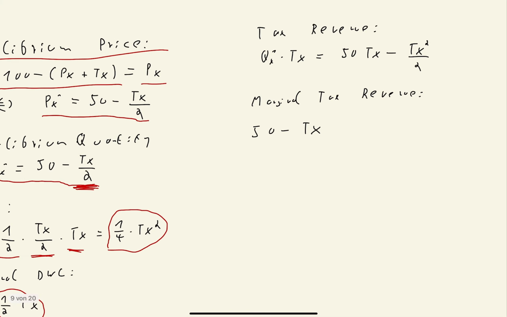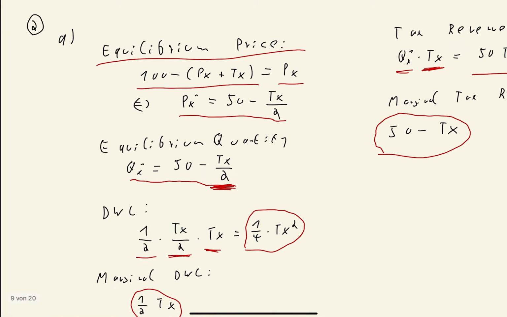The tax revenue on the other side is then simply given by multiplying the quantity which is traded in this economy, at least for this product, with the tax for this product, and this is then simply 50 times Tx minus Tx to the power of 2 divided by 2. Again, since we need the marginal tax revenue for this exercise, we simply take the derivative of the tax revenue with respect to the tax, and we end up with a marginal tax revenue of 50 minus Tx. And this finishes this sub-exercise.